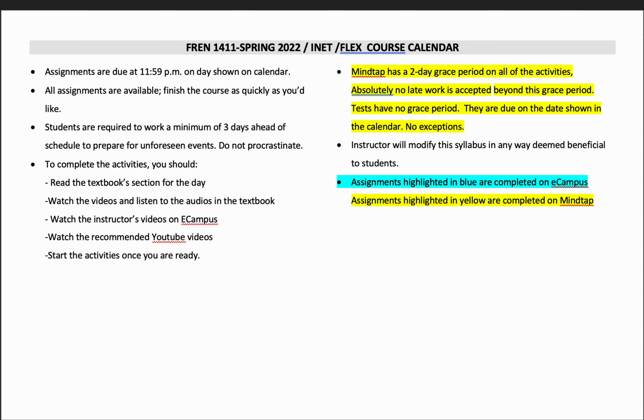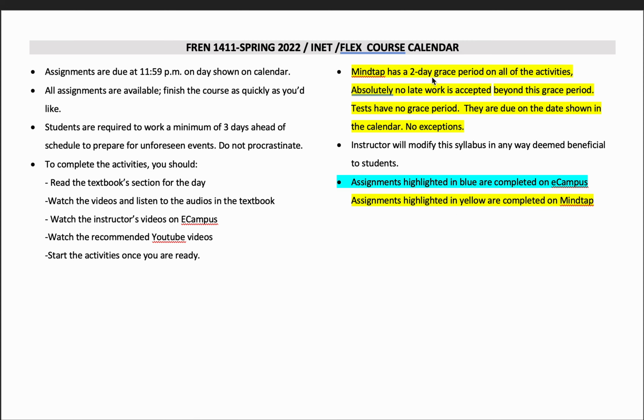Once you have read the textbook pages, watched the videos on your textbook, watched my videos, and watched the recommended YouTube videos, you are ready to start the activities and to be successful in completing them.